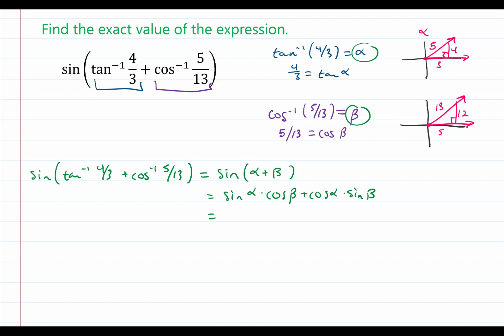So sine of alpha is equal to positive 4/5 times cosine of beta, which is equal to 4/13, plus cosine of alpha, which is equal to 3/5, times sine of beta, which is equal to 12/13. Now I'm going to find the product of each of these fractions, so I get 16 over 65 plus 36 over 65. Then finally finding the sum, I get 52 over 65.